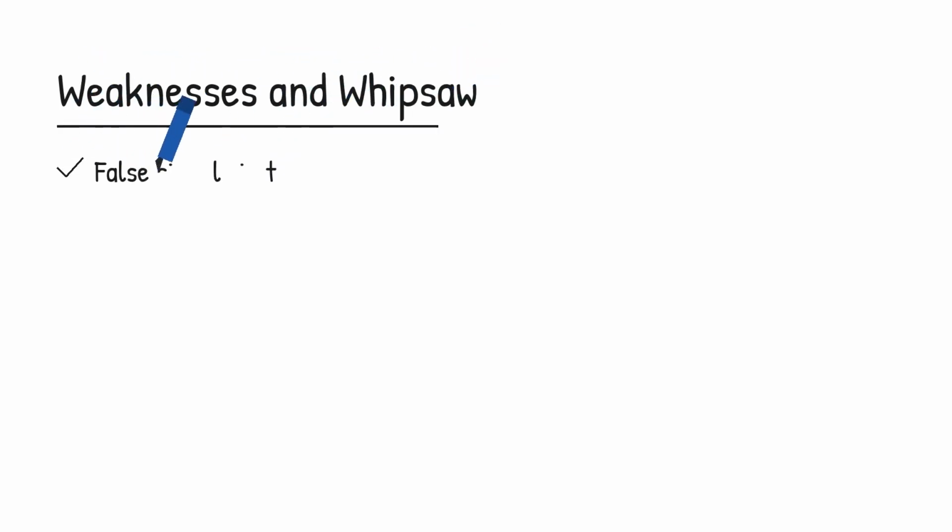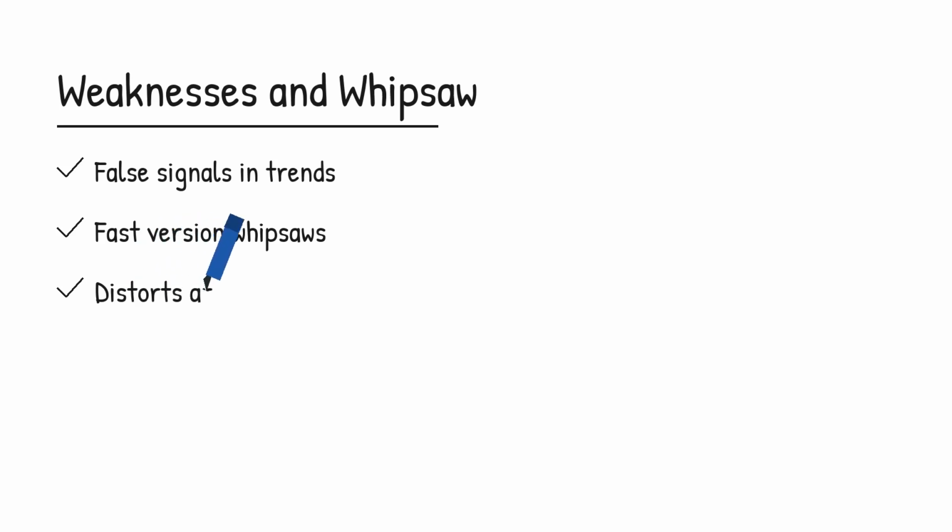In strong trends, stochastic generates relentless false reversal signals. The fast version whipsaws aggressively, which is why most professionals run the slow or full variant. It also struggles around news-driven gaps, where range calculations distort. And like all bounded oscillators, it cannot distinguish between a healthy pullback and a genuine breakdown without external context.